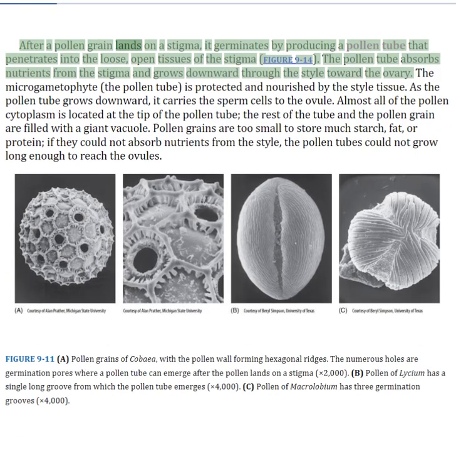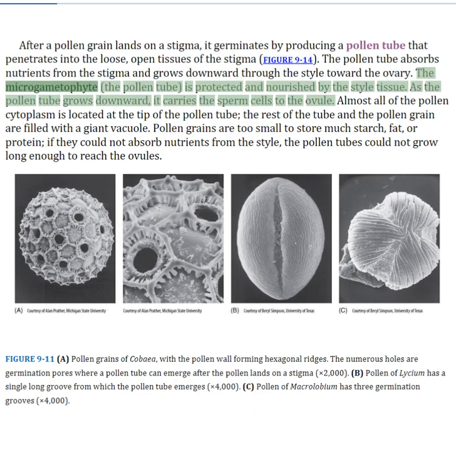After a pollen grain lands on a stigma, it germinates by producing a pollen tube that penetrates into the loose, open tissues of the stigma. The pollen tube absorbs nutrients from the stigma and grows downward through the style toward the ovary. The microgametophyte is protected and nourished by the style tissue. As the pollen tube grows downward, it carries the sperm cells to the ovule.